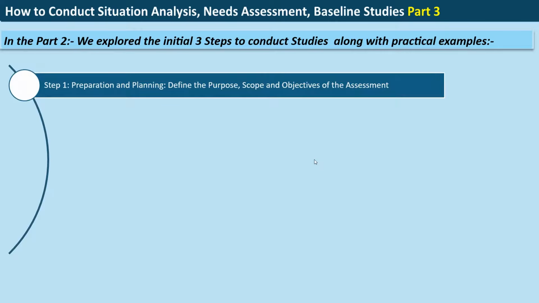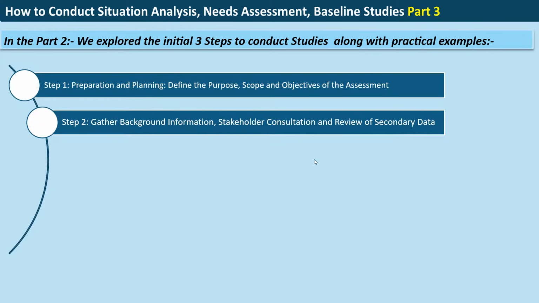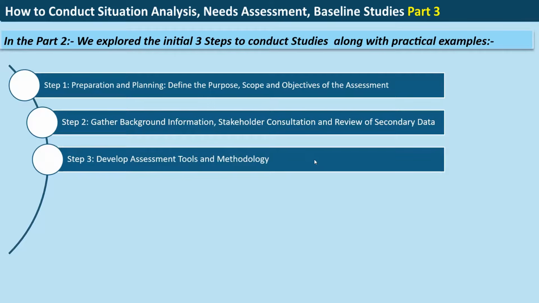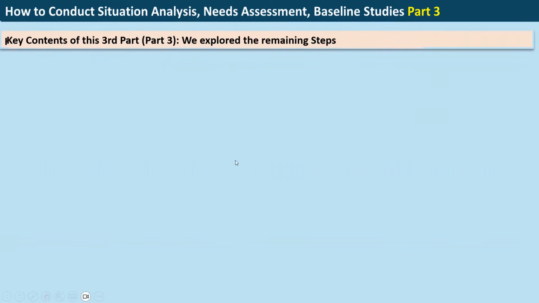Step number 1, preparation and planning, defining the purpose, scope and objectives of the assessment. Step number 2, gather background information, stakeholder consultation and review of secondary data. Step number 3, develop assessment tools and methodology. And now in this third part, the remaining steps.